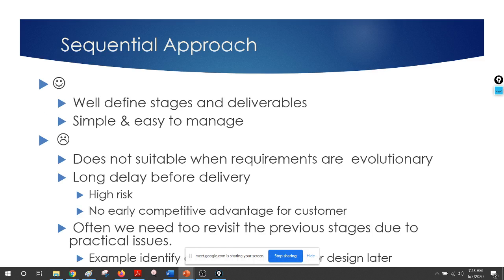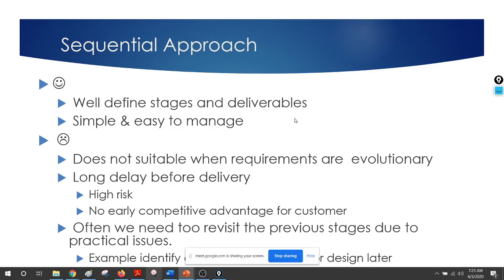So what are the advantages? When we have a sequential approach, we have well-defined stages and deliverables. Each stage has a well-defined deliverable, and also it's very simple and easy to manage because we are doing only one task at a time, right? And every task we complete and go to the next task.